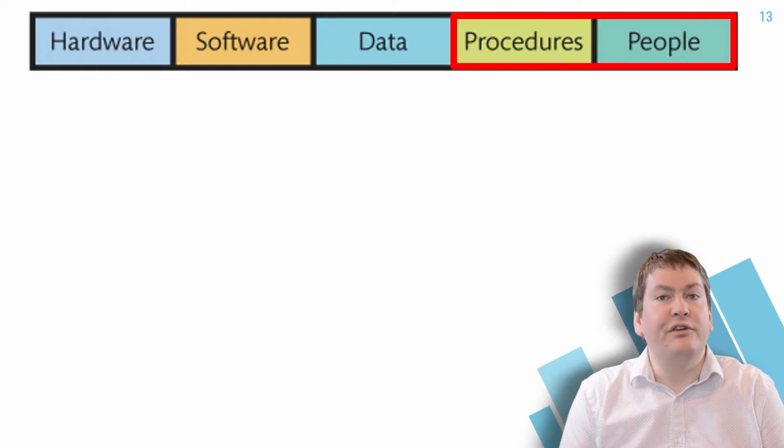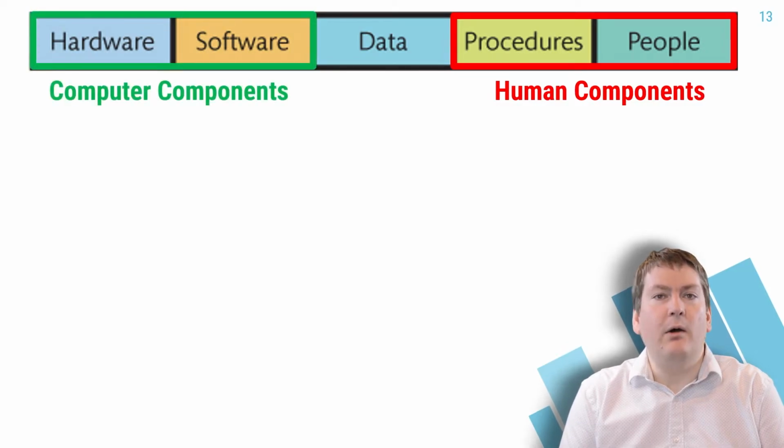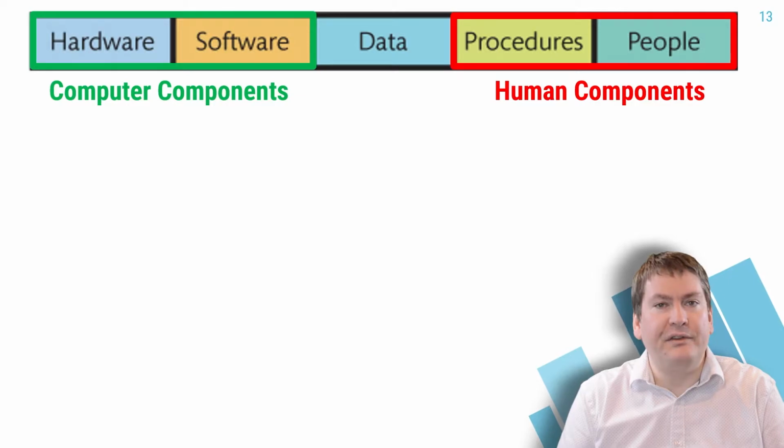Finally, we have procedures and people. These form the human components of an information system, similar to how hardware and software form the computer components or the technology components. People include anyone who operates or services the computers in the system, anyone who maintains the data, supports the network, or in any way uses our information system. Procedures are basically software for humans, that is, instructions for people to follow when using the information system.